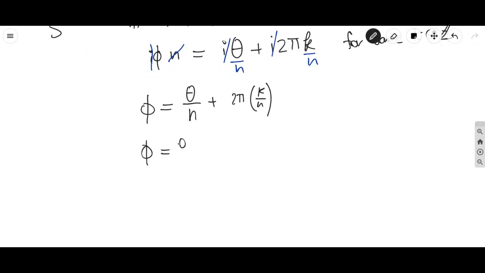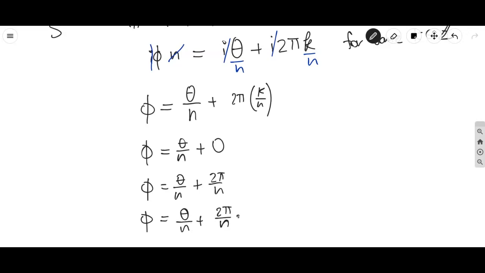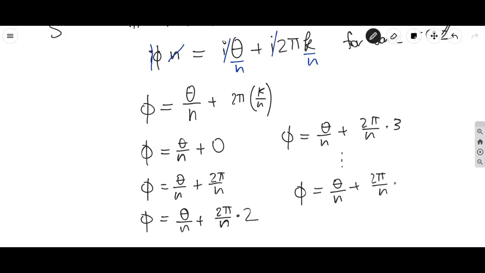So phi would be theta over n plus 0. Phi would be theta over n plus 1 times 2 pi over n. Phi would be theta over n plus 2 pi over n times 2. This is k equal to 2. Then phi is equal to theta over n plus 2 pi over n times 3, and so on. And this will go up until you have theta over n plus 2 pi over n times n.